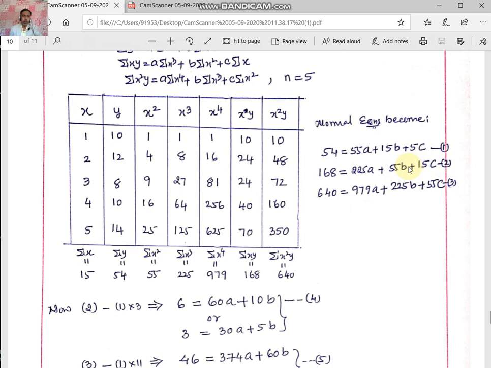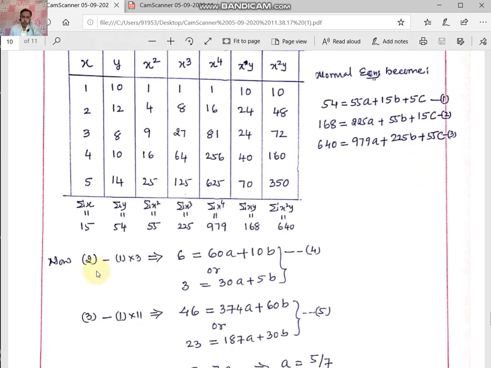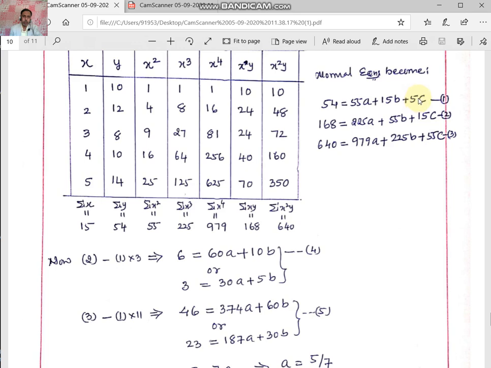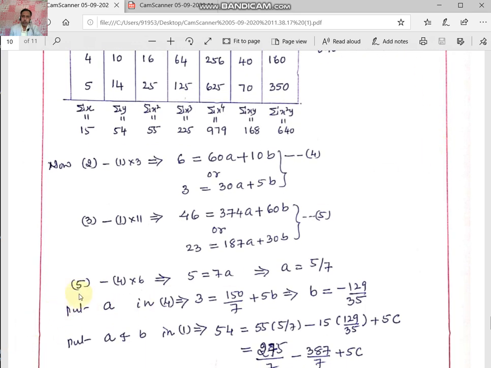Then simplifying, let us eliminate c from 1 and 2. Multiply equation 1 by 3 and subtract in 2. So 2 minus 1 into 3 gives this equation called 3 is equal to 30a plus 5b. And multiply equation 1 by 11 and subtract in 3, that is 3 minus 1 into 11 gives the simplified value 23 is equal to 187a plus 30b.